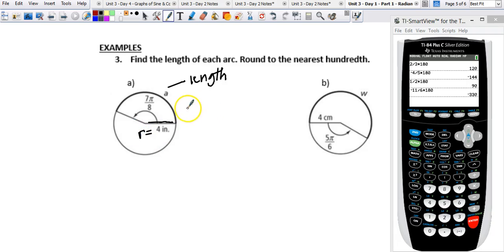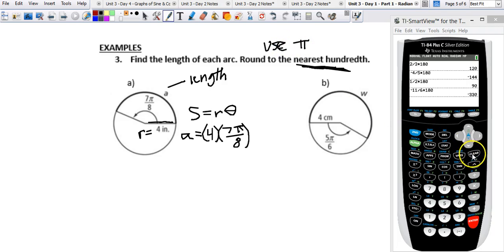So if I use that formula, let me use S equals R theta just because it's easier to write. The S is going to be what A is. I don't know what A is. The radius is 4. And the theta is 7 pi over 8. Now, let's read the question first. It says, find the length of the arc, round to the nearest hundredth. Well, we want to actually round it, which means we want to use pi.